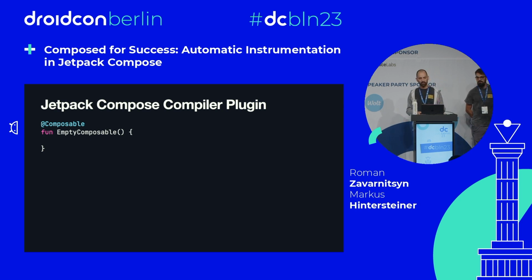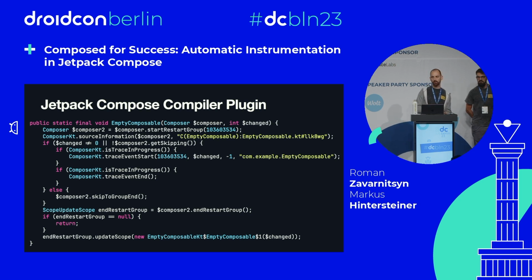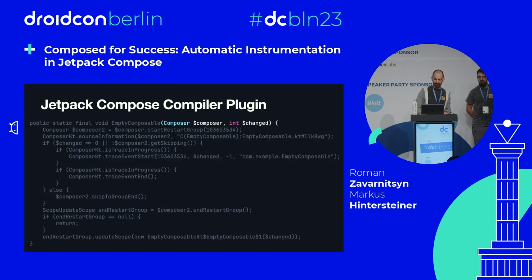Now when we look at the very basic composable, in this case an empty one, we compile it, and then we check back what the Jetpack Compose compiler plugin is doing, we quickly realize it's doing a lot. I just want to highlight a few features to better understand some of the background. For example, for every composable function you define, the compiler plugin will automatically add a composer and a changed argument to your composable.